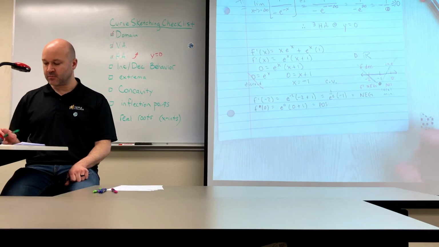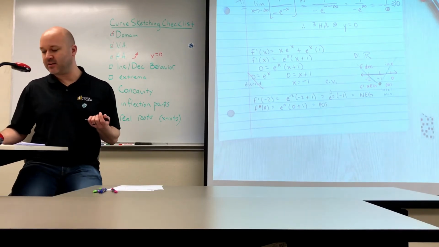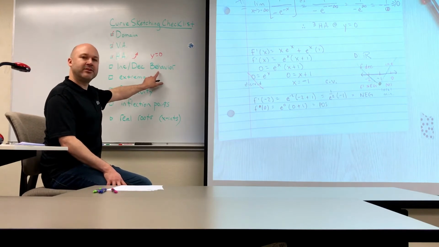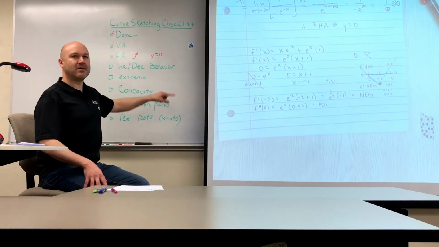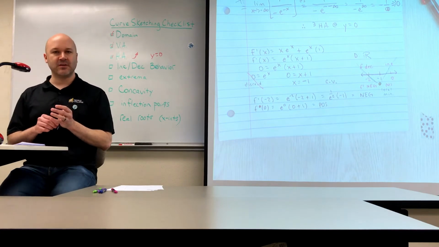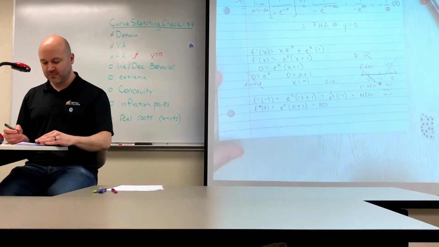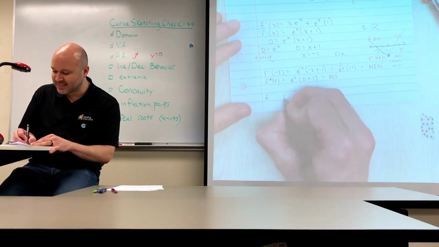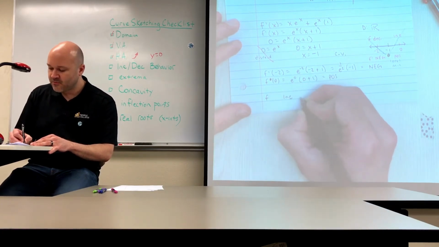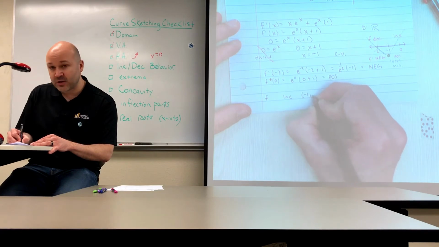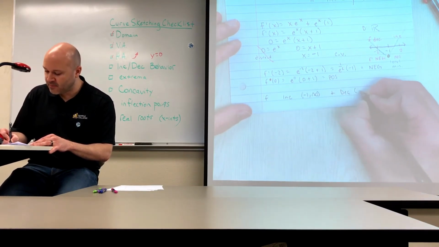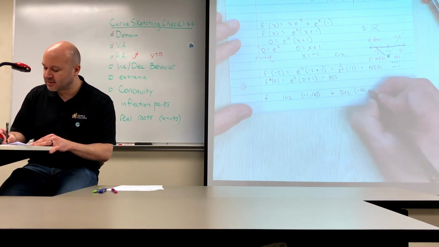Turnaround point. I can go off and find that local minimum. Let's see, with increasing, decreasing behavior, maybe I'd like to talk about the intervals of increasing and decreasing before I continue. So f, the original function, is increasing from negative 1 to infinity and decreasing from negative infinity to negative 1.